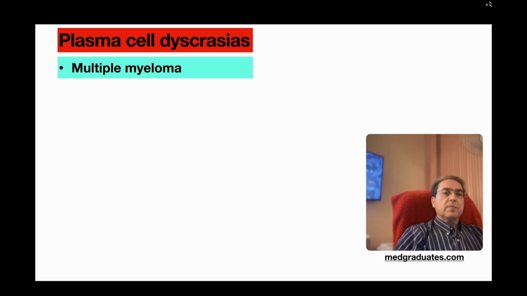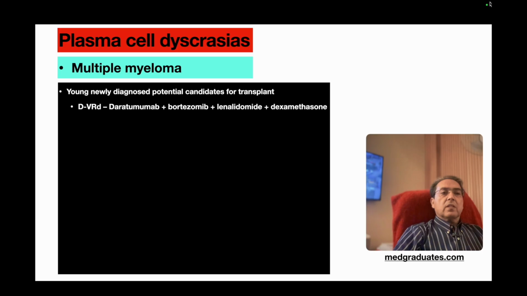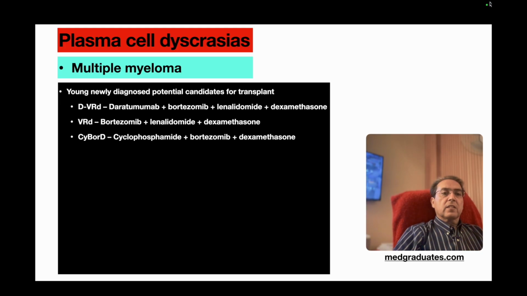And next we see multiple myeloma. What to do in multiple myeloma? Patients who are young, newly diagnosed, potential candidates for transplant, you can use DVRD, that is daratumumab, bortezomib, lenalidomide, and dexamethasone. We can also use VRD, that is bortezomib, lenalidomide, and dexamethasone. And then CyBorD, that is cyclophosphamide, bortezomib, and dexamethasone.